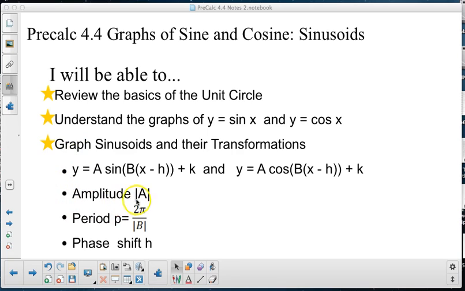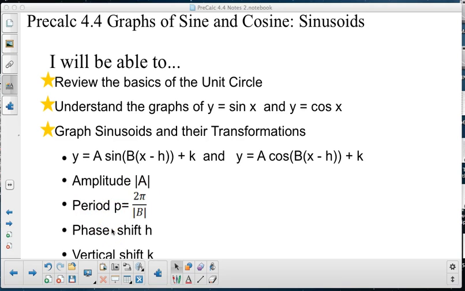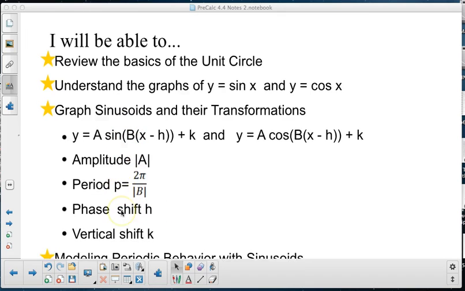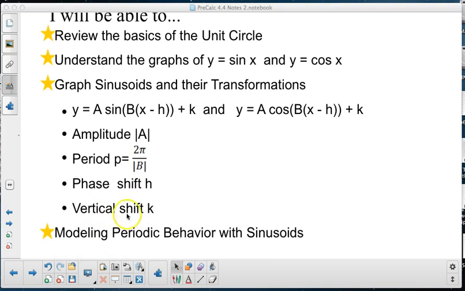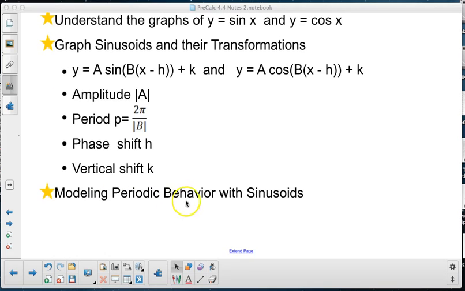The amplitude is the absolute value of our A value. If A is negative, it is a reflection across the x-axis. We'll have a period length. A general period of sine and cosine is 2 pi, and that period is adjusted based on our value for B. Our phase shift, which is H, and our vertical shift, which is K. And we'll also be modeling periodic behavior with sinusoids.